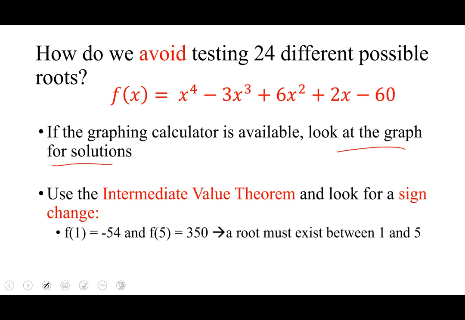And then remember, you look for a sign change. So let's say you were to find that f of 1 was negative 54, and then you were to find that f of 5 equals 350. The fact that there was a sign change from negative to a positive means that the graph had to cross the x-axis somewhere between 1 and 5. So there had to be an x-intercept there, which again, if I look at my entire list of roots, there's only a handful of them that are between 1 and 5. So that would help me whittle down my list significantly.